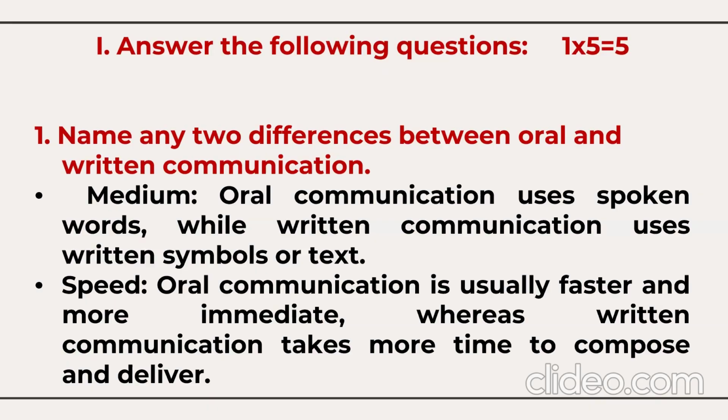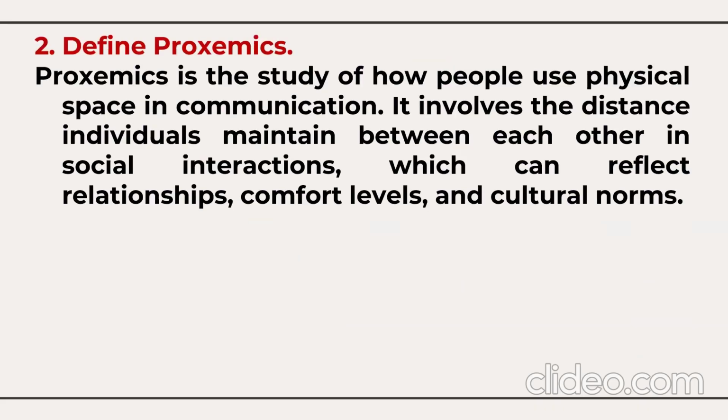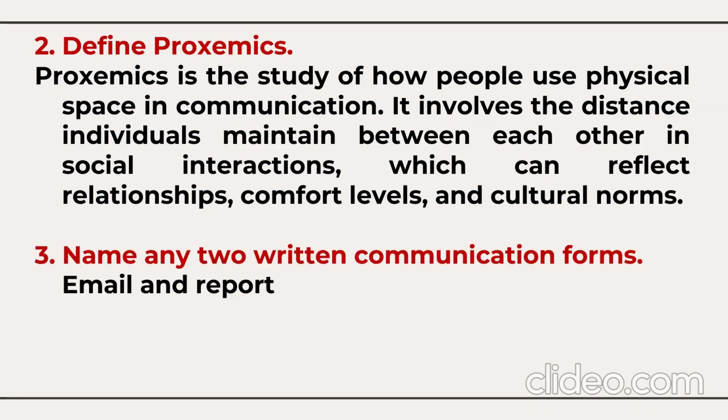Oral communication is usually faster and more immediate, whereas written communication takes more time to compose and deliver. Now, second question, define proxemics. Proxemics is the study of how people use physical space in communication. It involves the distance individuals maintain between each other in social interactions, which can reflect relationships, comfort levels, and cultural norms. Name any two written communication forms: email, report writing, project writing, etc.